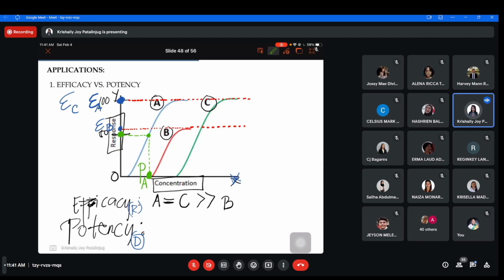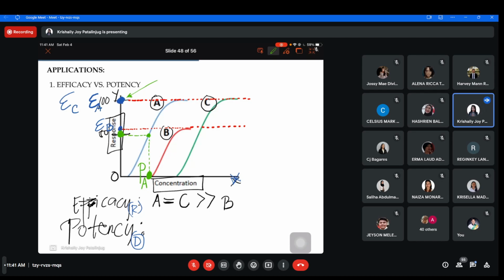Okay, I hope you understand that. It's the concentration, the dose of the drug to achieve its 50% of the maximum response. Yung maximum response niya is 100 daw dyan.